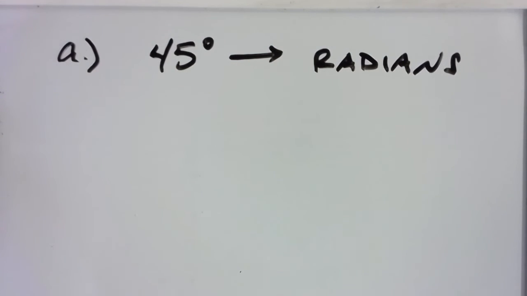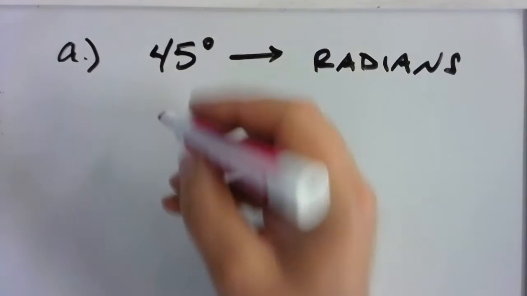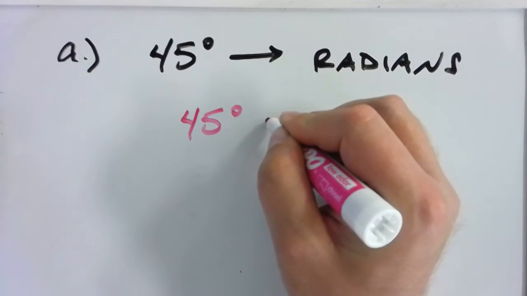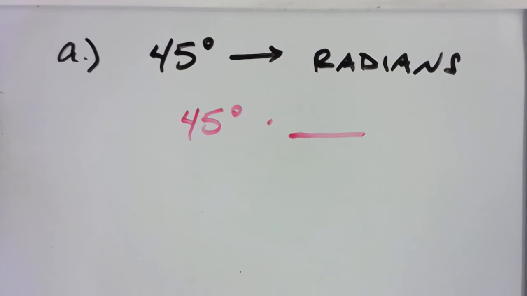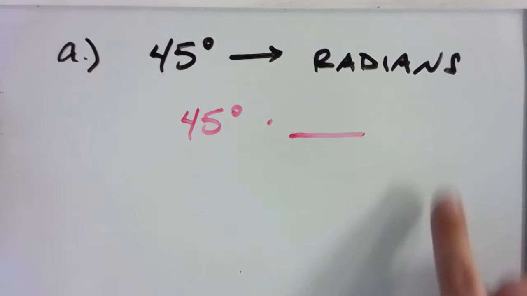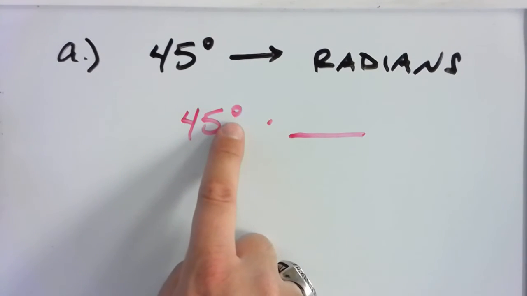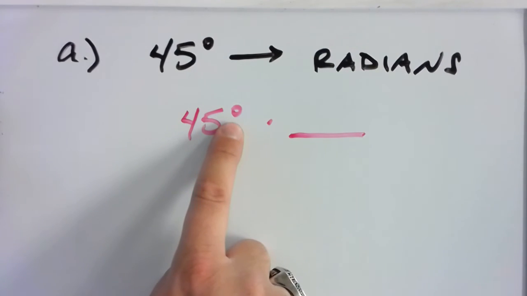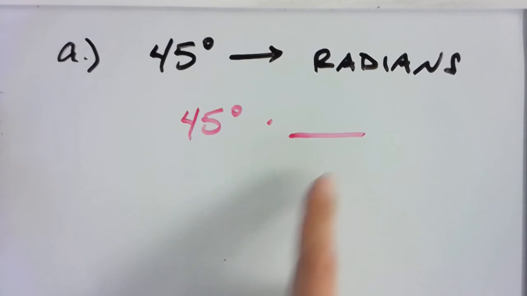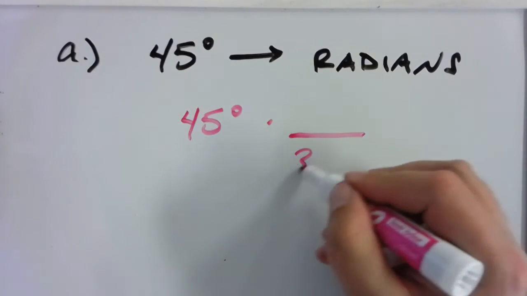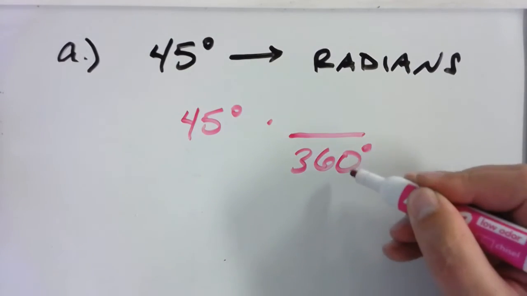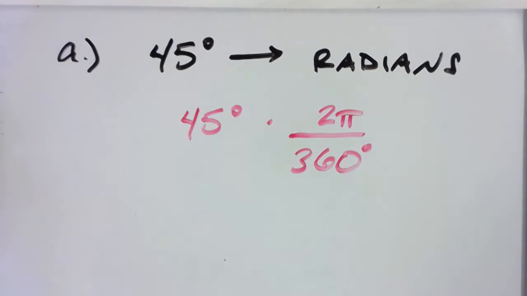It's like I gave you some length in inches, and I'm asking you to convert it into feet. I'm going to multiply by the conversion ratio. So in this case, I'm going to multiply 45 degrees times some fraction. And that fraction is going to be either 2 pi over 360 or 360 over 2 pi. It depends on what I'm converting to. Because I'm converting to radians, I want to get rid of the degrees symbol. So how do I know which one goes where? If I want to cancel out degrees, I need this denominator to be in degrees. So this denominator here will be 360 degrees, which forces the other guy, 2 pi, to be in the numerator.